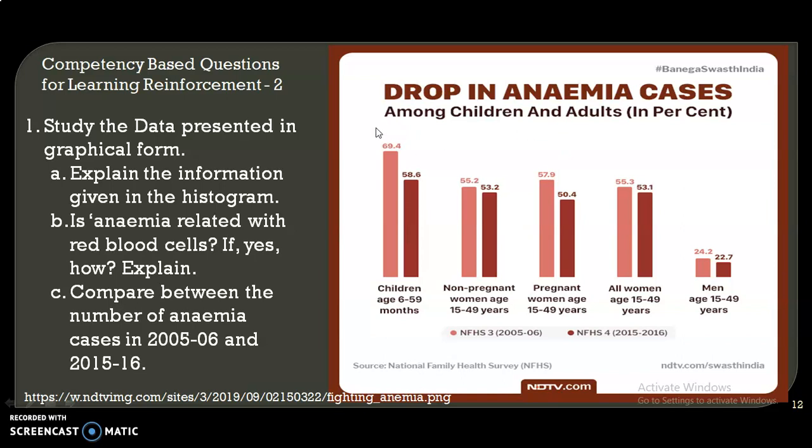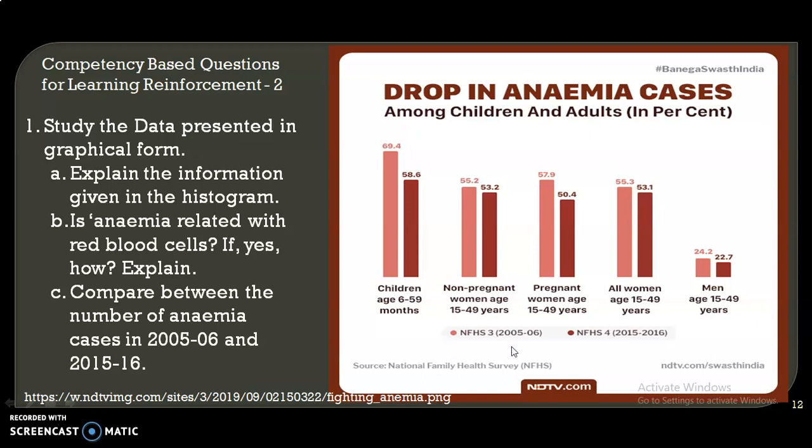Then you have to do another homework question. Your next question is that you have to study the graph I have inserted here. And what does this graph tell us? This graph tells us about drop in anemia cases among children and adults. And the number of cases is not given in million or in any other number, but it is given in percent. Okay. And we have a comparative study here.